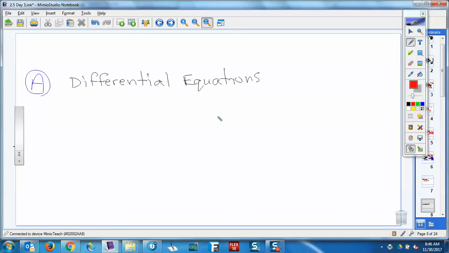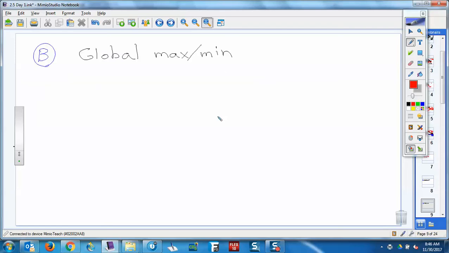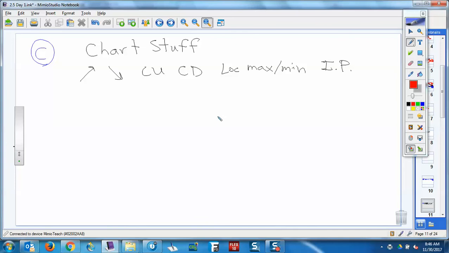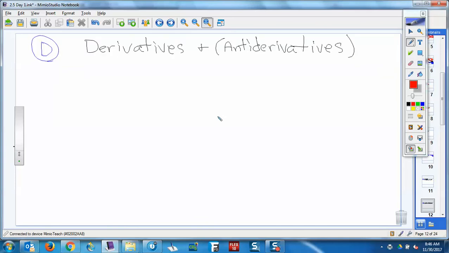All right. So you don't need to write any of this down, but there's 4 main things that we will have on our next quiz. We're about to embark on differential equations right now. Global max min, which we talked about, list of candidates, stuff like that. We're going to do a problem like that right now. Then the chart stuff, like we just got done doing. And then just your rules for derivatives and antiderivatives. So you think about that.